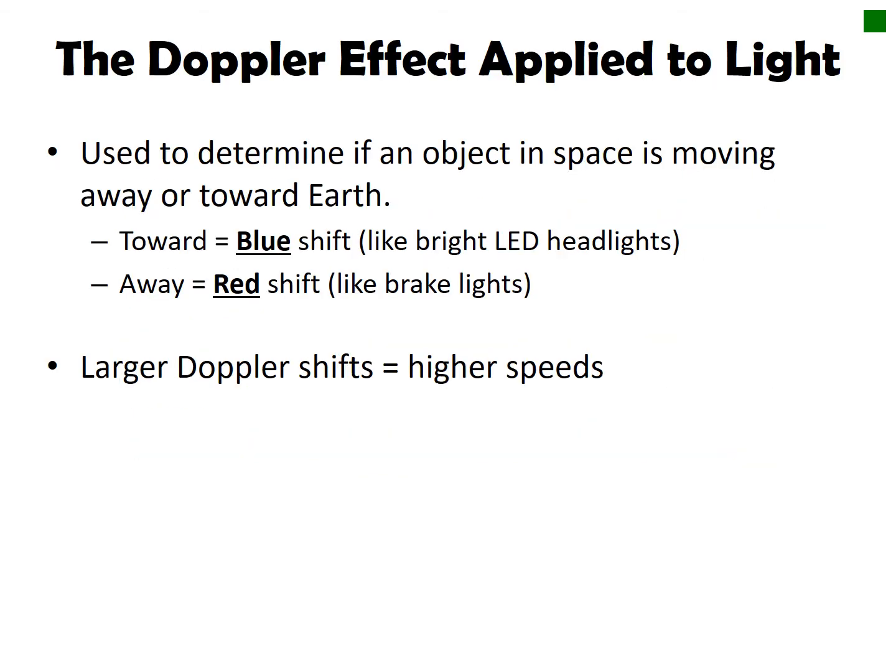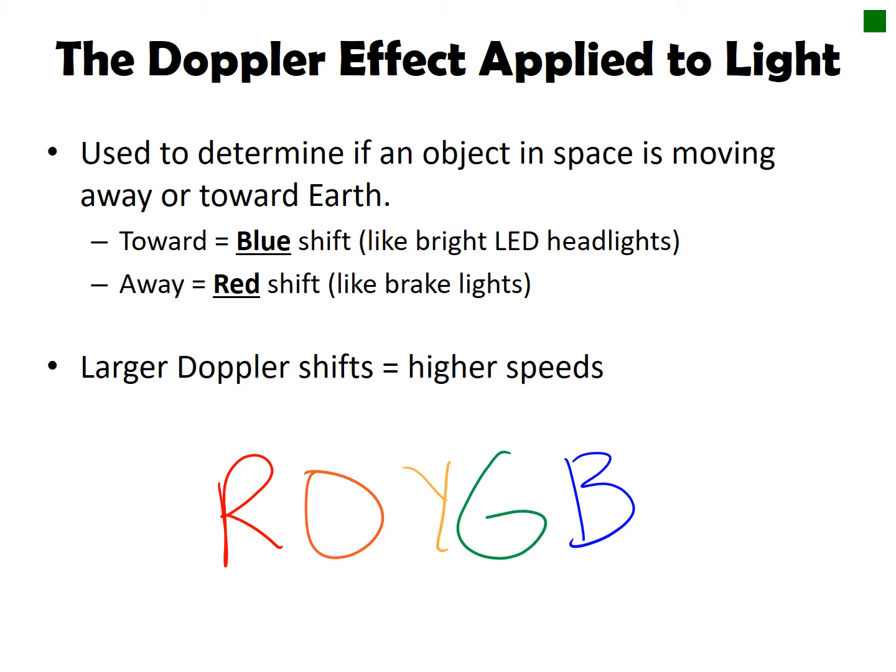The Doppler effect is used to determine if an object is moving away or towards Earth. So if we notice that there is a shift of light towards blue, that is a blue shift. If you think about ROY G. BIV, and then I'll just go V.